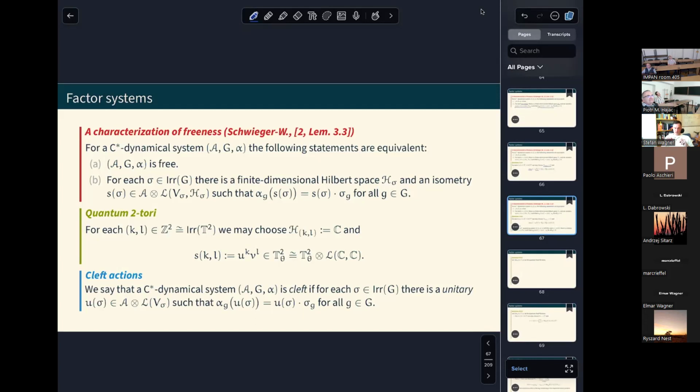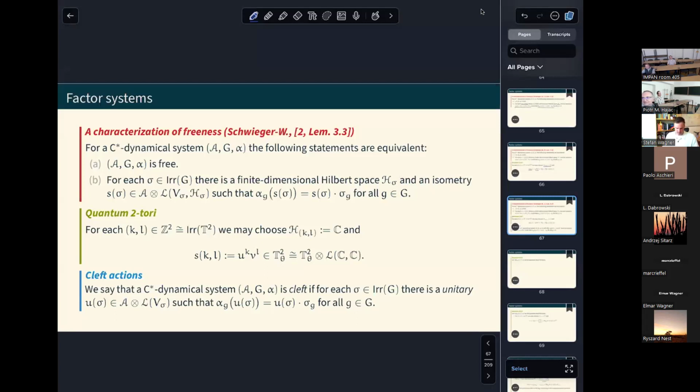For G equal to the torus, this is exactly cleftness in the Hopf-Galois setting. Otherwise it's generalized. But I understand you have no problem doing it for quantum groups, right? No, you do the same thing. This is exactly one of the cases where you can look at quantum groups as well. This whole freeness also works for quantum groups. Well, that's obvious, but cleftness was not obvious.